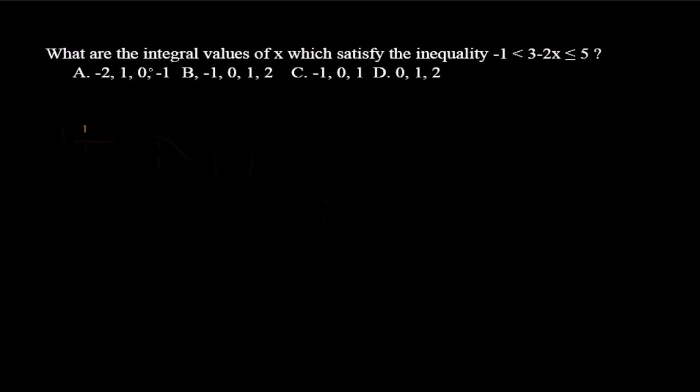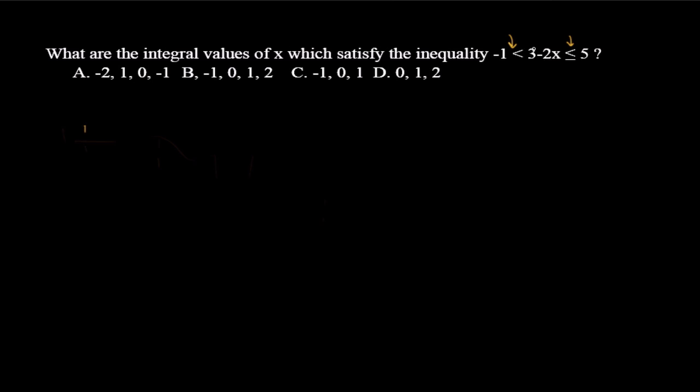What are the integral values of x which satisfy the inequality -1 < 3 - 2x ≤ 5? This is an example of a simultaneous inequality. Why is it called a simultaneous inequality? It's called that because in this inequality you have two inequality signs. You have this and then you have this. So it's a simultaneous inequality.